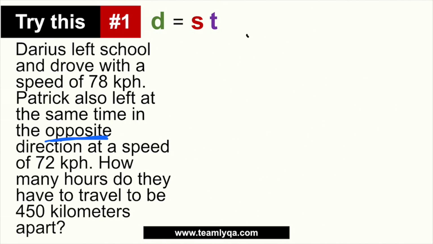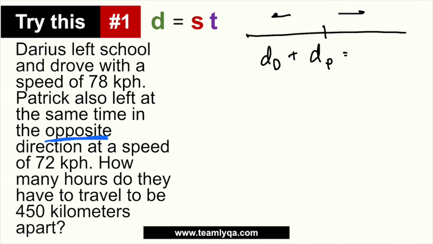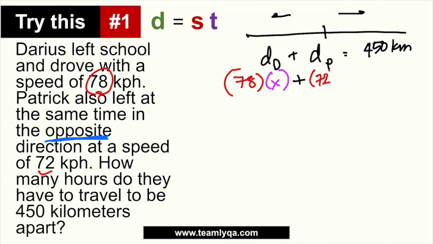So again, ito na yung ating distance. Opposite direction sila. So, ibig sabihin, ang gagamitin natin yung addition. I-add natin yung distance ni Darius sa distance na kinover ni Patrick para lumabas yung total distance, which is 450 kilometers. So, substitute lang natin. Ang speed ni Darius ay 78 kilometers per hour. So, 78. I-multiply natin dun sa hindi natin alam kung gaano katagal sila. So, that would be X. Tapos, plus yung kay Patrick na speed, which is 72 kilometers per hour. Tapos, i-multiply din natin dun sa nawawalang time.